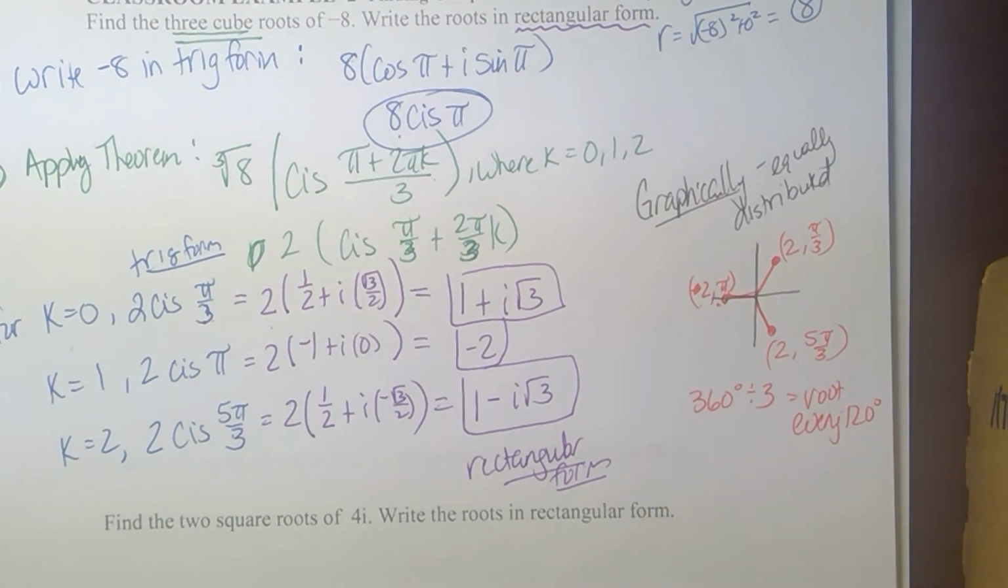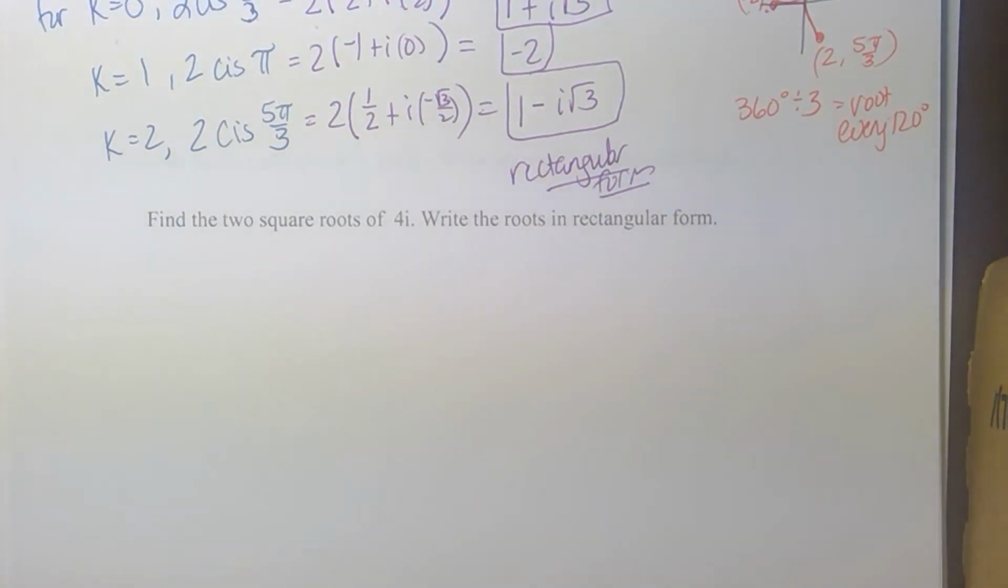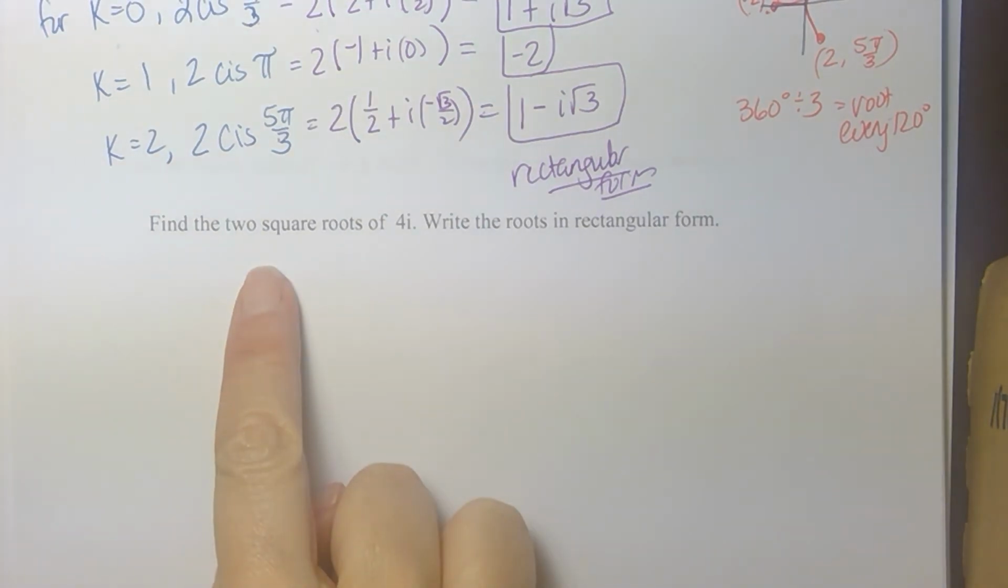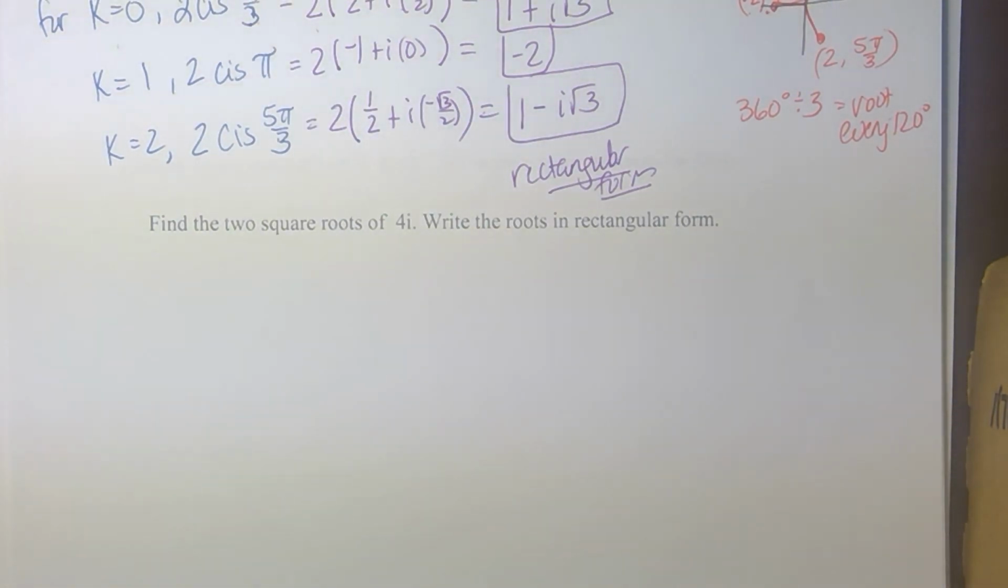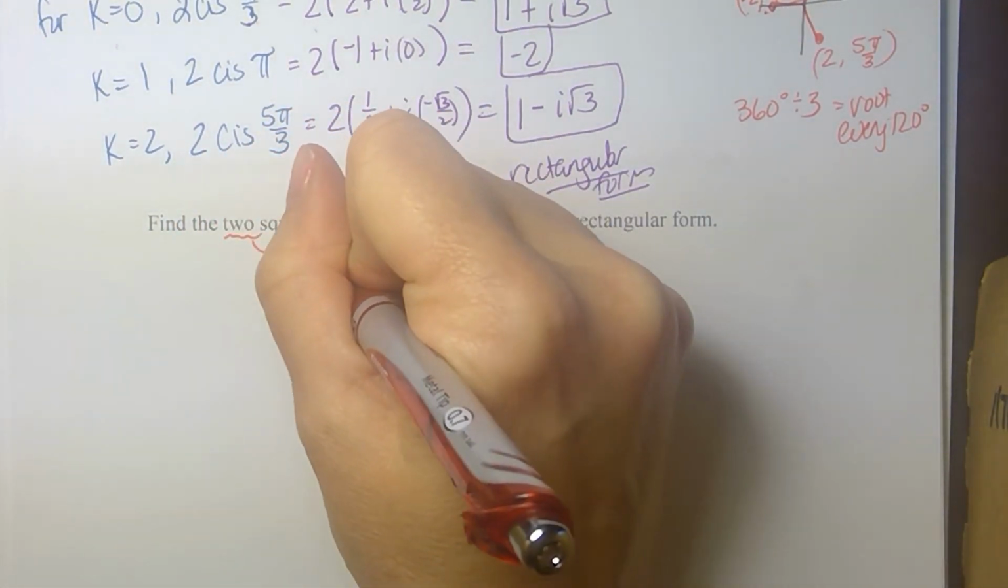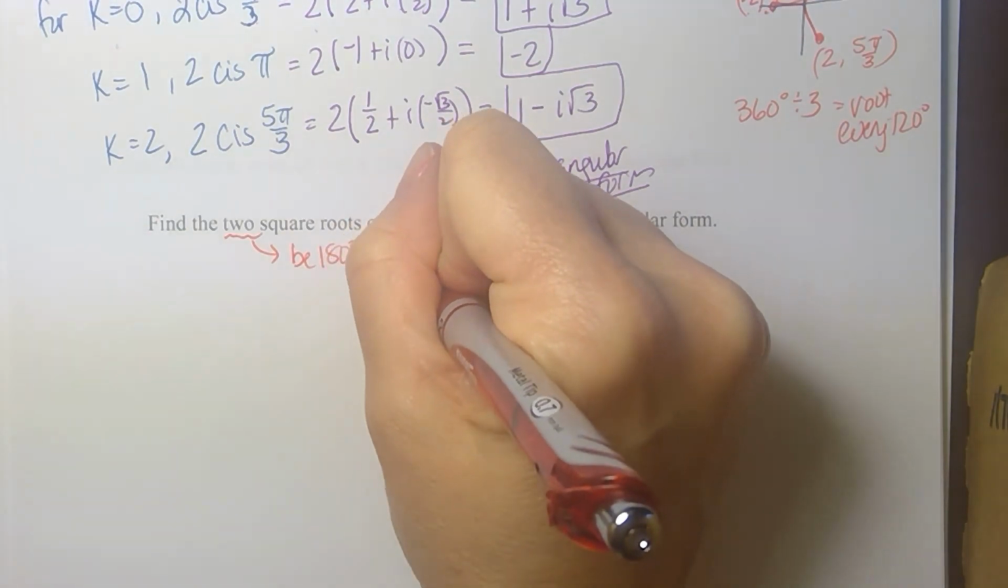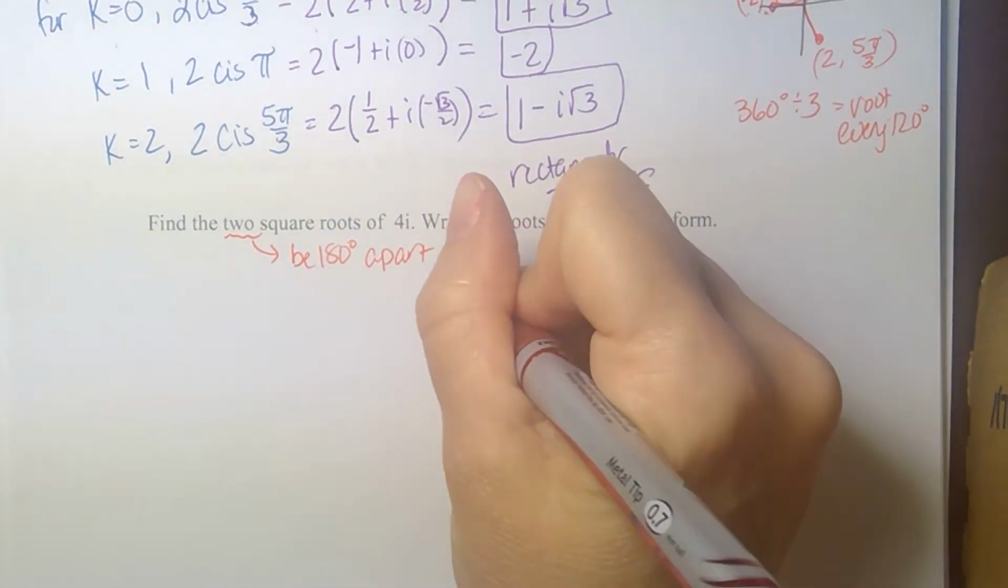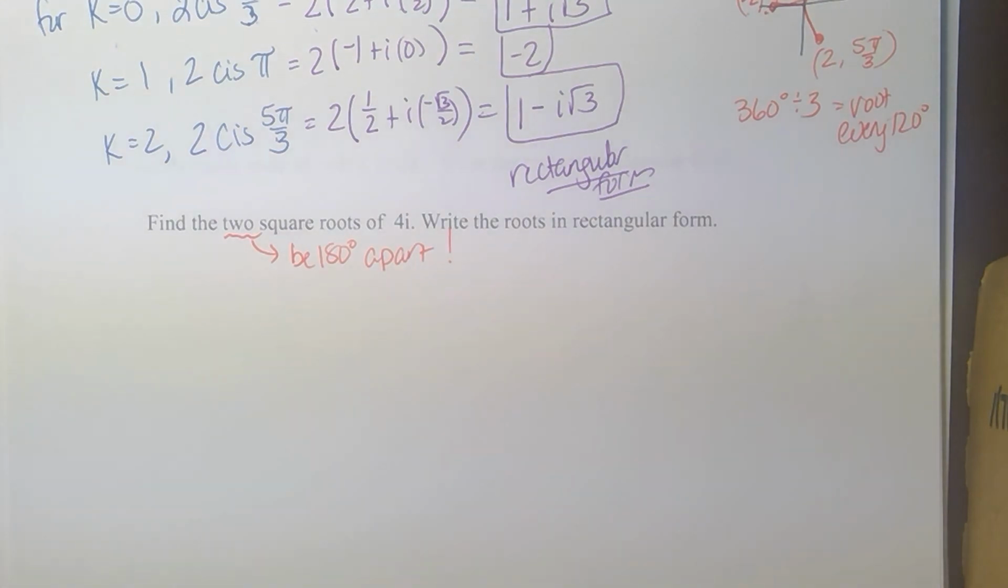Let's do another one, because this is a new concept. We're going to find the 2 square roots of 4i. Well, how do I know there are 2? Because they're the same number of roots, distinct roots, as the index. How far apart will those 2 roots be? Well, 360 divided by 2 means those 2 roots are going to be 180 degrees apart. So once I know where the first one is, I rotate 180 degrees to get to the next one.